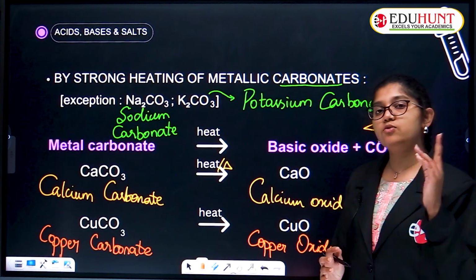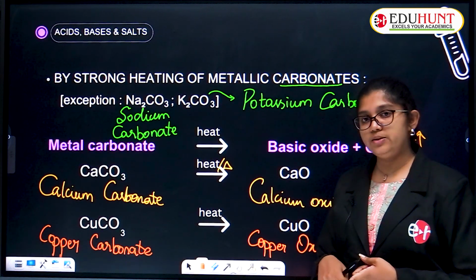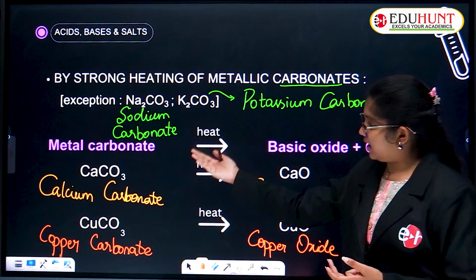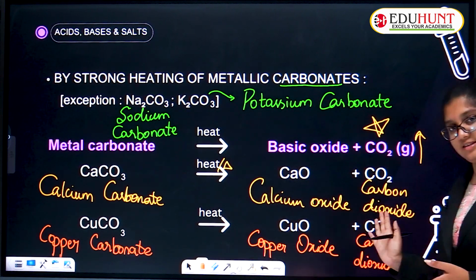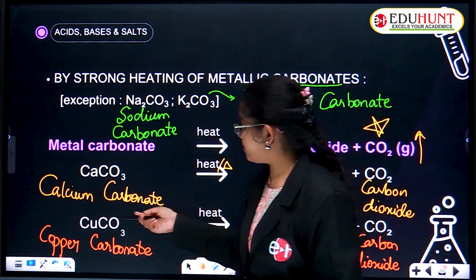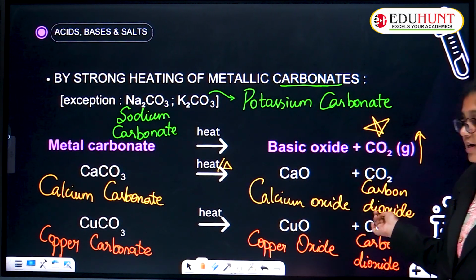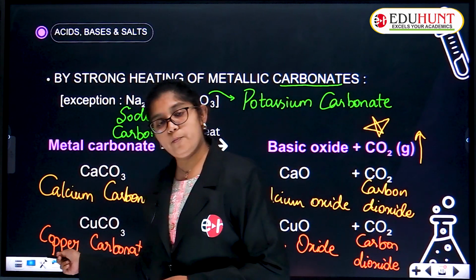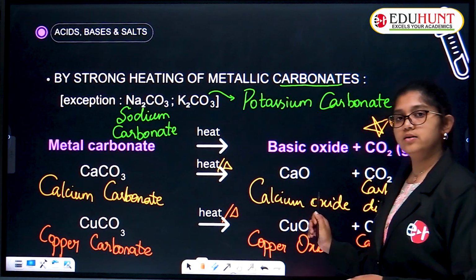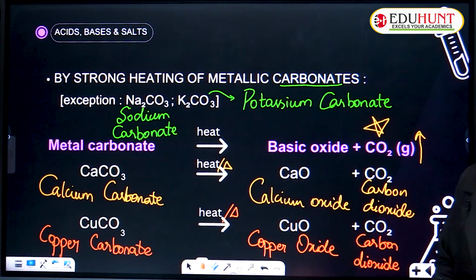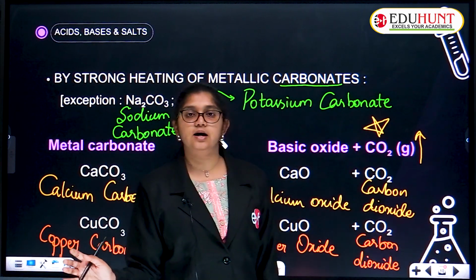Okay, children, so we have two exceptions in this method. What are they? The two exceptions are sodium carbonate and potassium carbonate. Except those, we take other metal carbonates to get basic oxides and also carbon dioxide gas. First example is calcium carbonate, strong heating, calcium oxide and carbon dioxide gas. And second one, taking copper carbonate, upon strong heating we get copper oxide and also carbon dioxide in gaseous form. Okay, this was the first and second example regarding the sixth method.